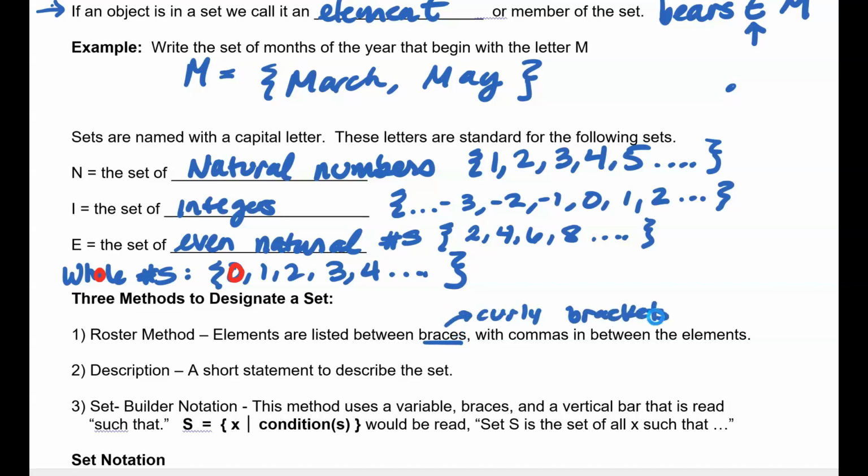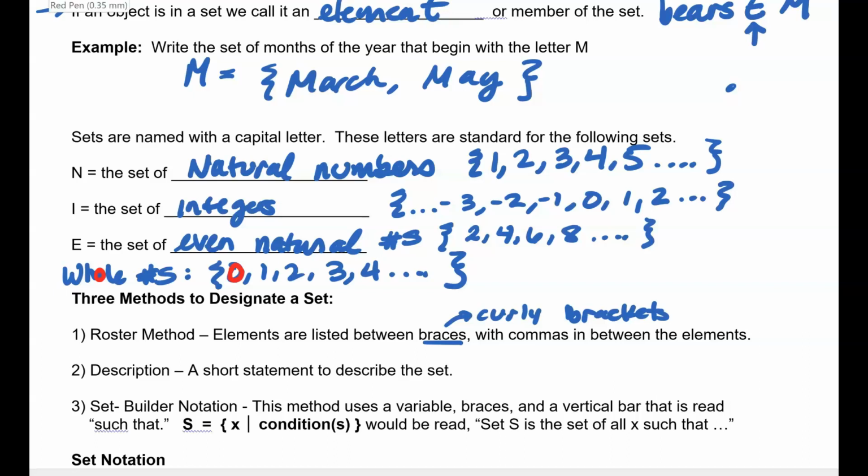And curly brackets are a part of your standard keyboard on the computer. Next to the letter P, you'll see a left curly bracket, and the one next to that is to the right. So anytime you list out elements with curly brackets with commas in between, we consider that the roster method.